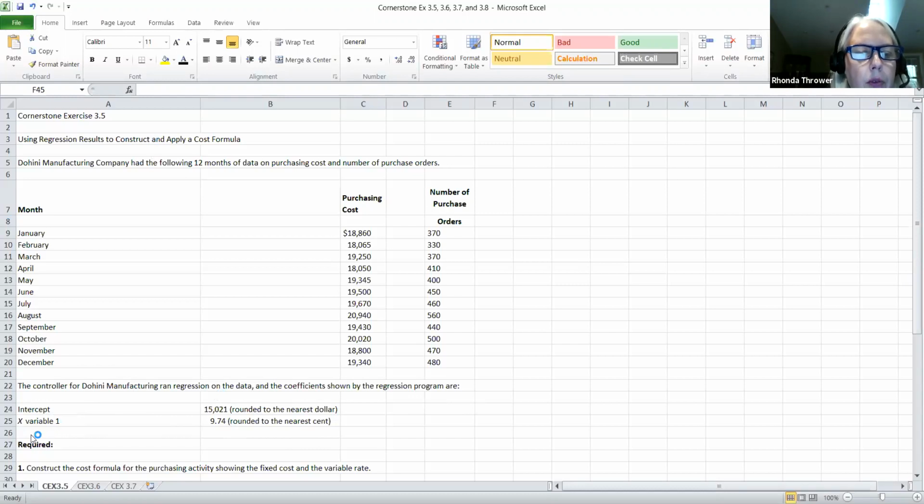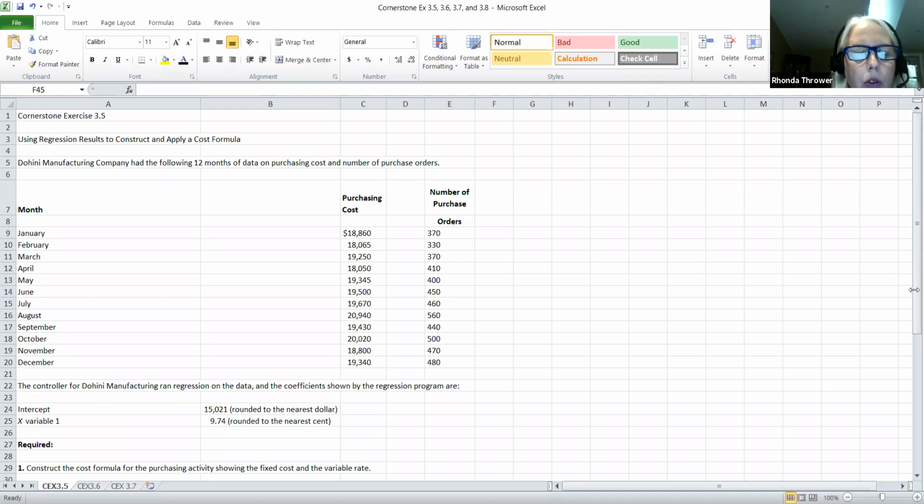Then they've got X variable 1. Because we only have one variable that we're working with in this regression analysis, the variable will be the number of purchase orders. And they're telling you what the variable cost per unit is here. X being the variable. This is the first variable because there's only one variable in this particular problem. And this is going to be $9.74. This is your variable cost per unit, in other words.